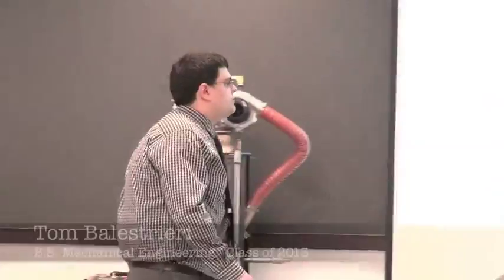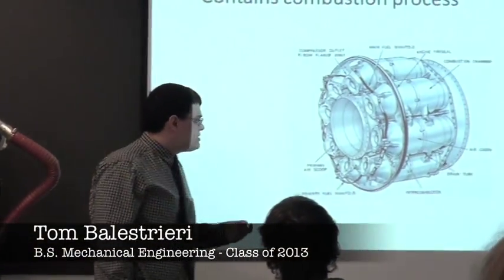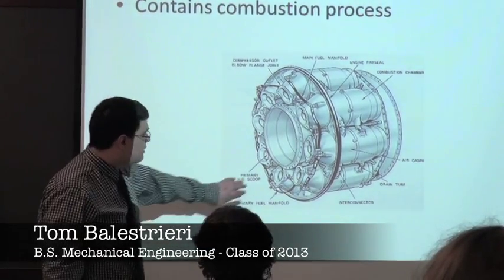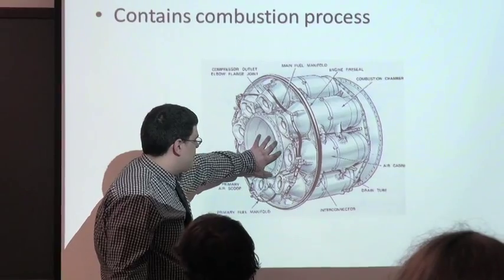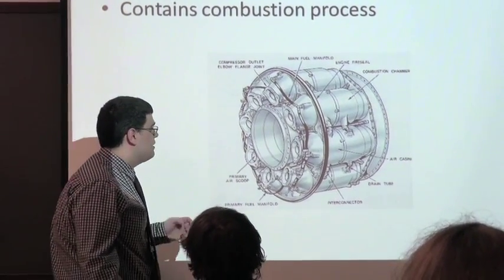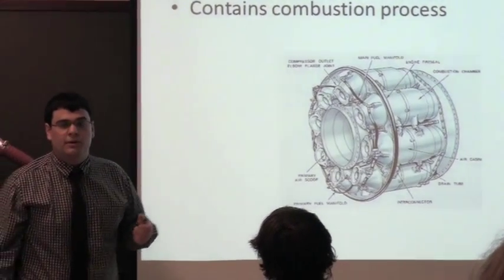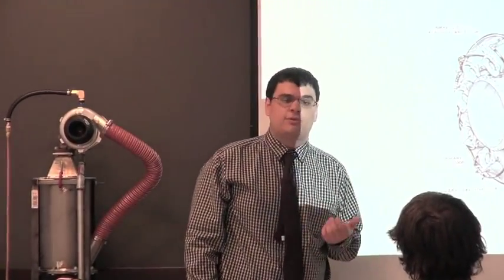Here's a diagram of a typical combustion chamber inside of a turbojet engine. Each one of these tubes is called a combustor, and together, all the tubes together are called the combustion chamber. The main purpose of the combustion chamber is to mix the compressed air with the fuel and to contain the combustion process.